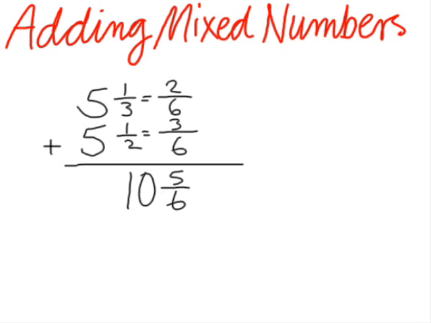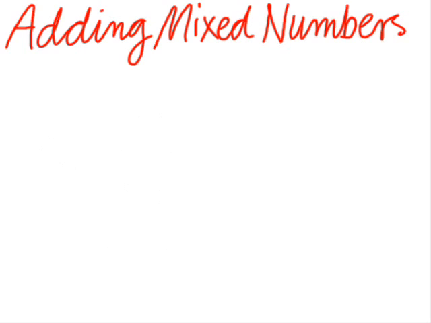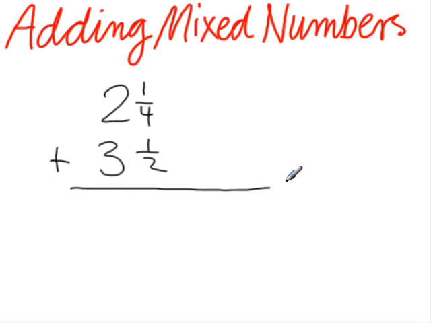Let's take one more example. See what can happen in some situations. Let's do 2 and 1/4 plus 3 and 1/2. Again, the two fractions do not have a common denominator, therefore we have to pick a common denominator. We could pick 8, but the lowest common denominator is actually 4.